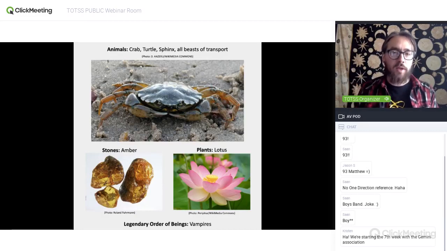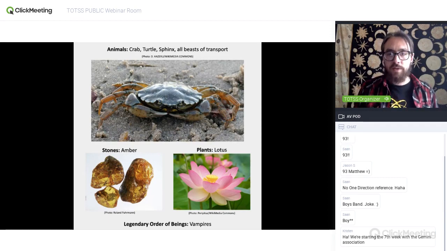Anyways, we've also got turtle. Turtle, of course, is similar to a crab. It's a water creature with a hard shell, soft interior. The turtle also appears in the tarot. Let's see, is it the Prince of Cups or the Princess of Cups? I think you can see a turtle there.